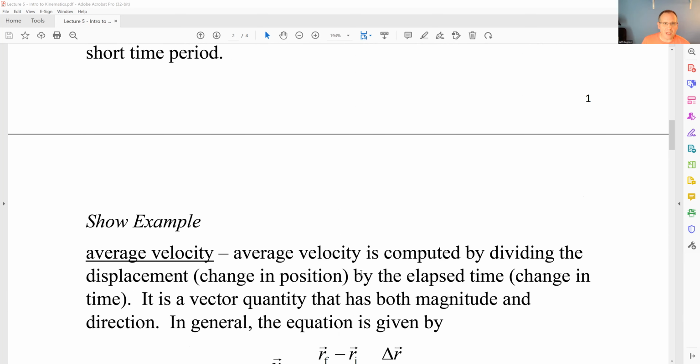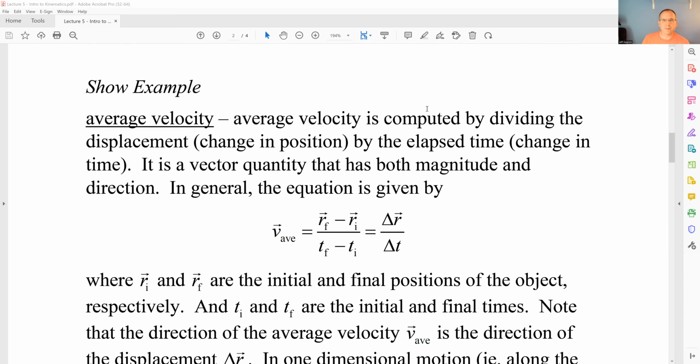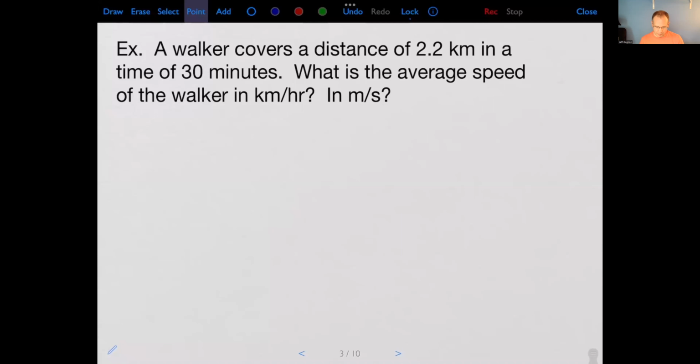Okay, let me show you a couple of examples of that. In this example, you're told a walker covers a distance of 2.2 kilometers in a time of 30 minutes. What is the average speed of the walker in kilometers per hour? And then we also want it in meters per second. So we're going to have to do some conversions here. First thing I would do is, since we want kilometers per hour and we have kilometers and minutes right now, let's convert 30 minutes to hours. So we'll do that conversion first.